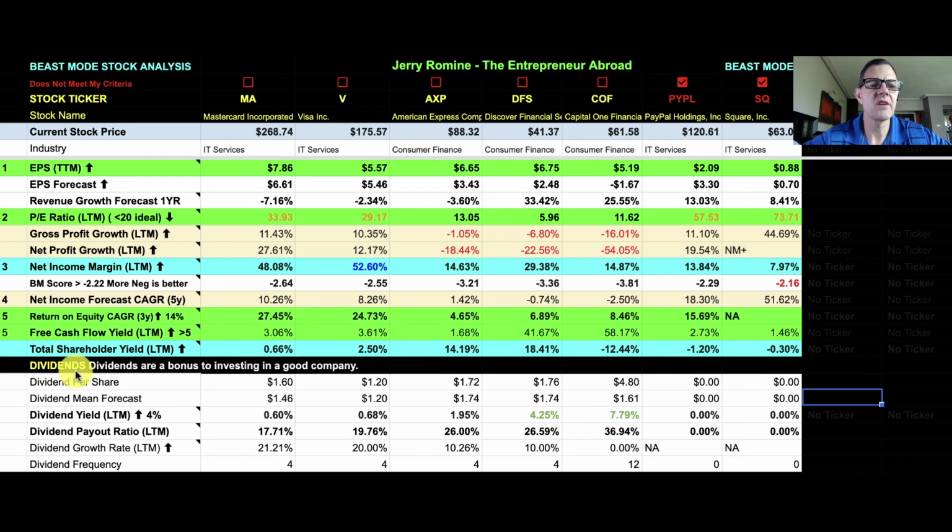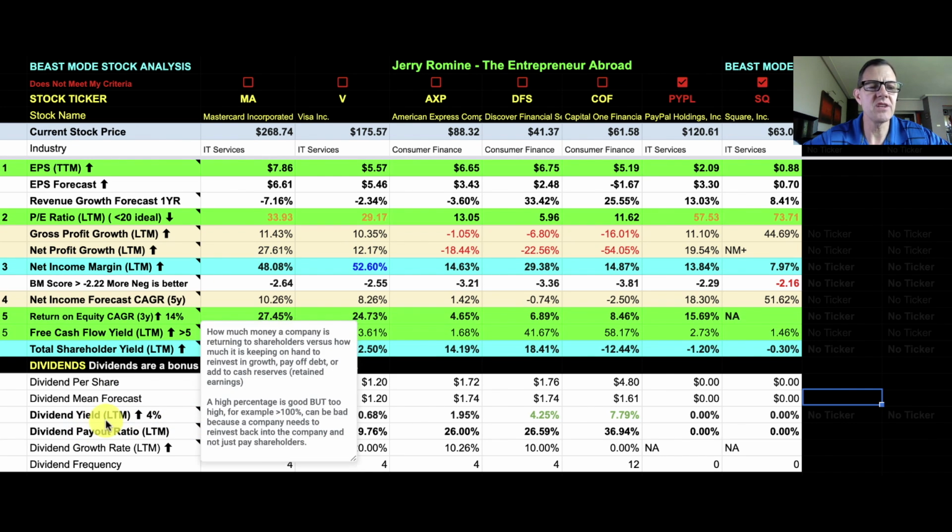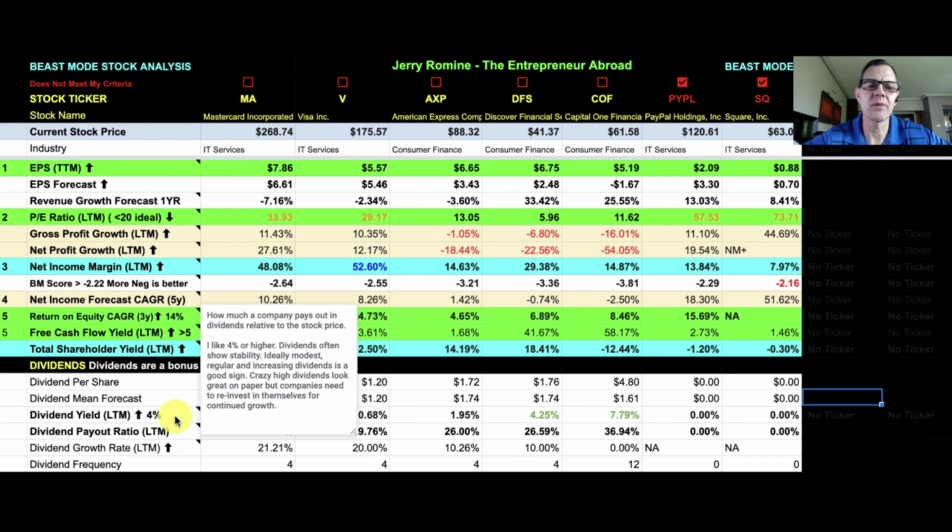Our next section is dividends, and I consider dividends to be a bonus when investing into a good company, and it can be a really nice bonus too. So the dividend per share and dividend mean forecast, those are pretty straightforward, but the dividend yield is something I like to look at, and that's how much a company pays out in dividends relative to the stock price.